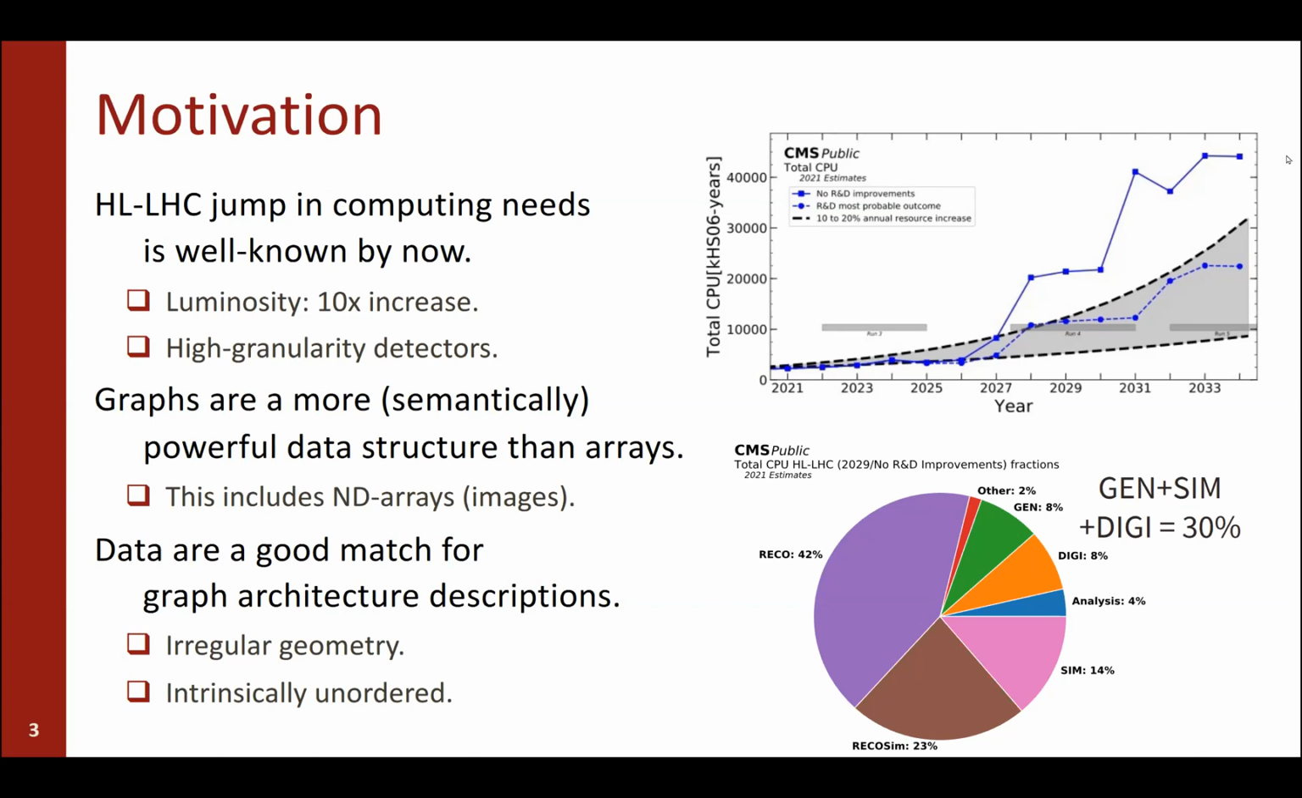They have irregular geometry. For instance, in the CMS HGCal, which is mostly a prototype of what we are going to show in this talk, and they are intrinsically not ordered. So if you put the two things together, you see that it's natural to use graphs, which is good because they are semantically much more powerful than regular arrays like images. And you see that there is a lot in the line, right? Because of this big jump here, generation, simulation, and digitization is something like 30%, according to the latest CMS projections. So next slide, please.